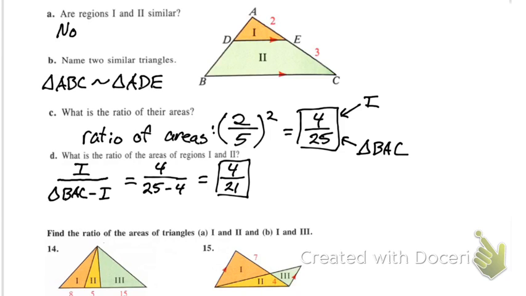So this right here equals my region 2. Do you all agree with that? That the triangle minus region 1 gives me region 2? Well, then let's just do that. The triangle is 25 in the ratio, minus 4 from the ratio, so it's 4 over 21. Questions on that one? Because they can get pretty complicated. Are we okay with that? All right, let's move on.